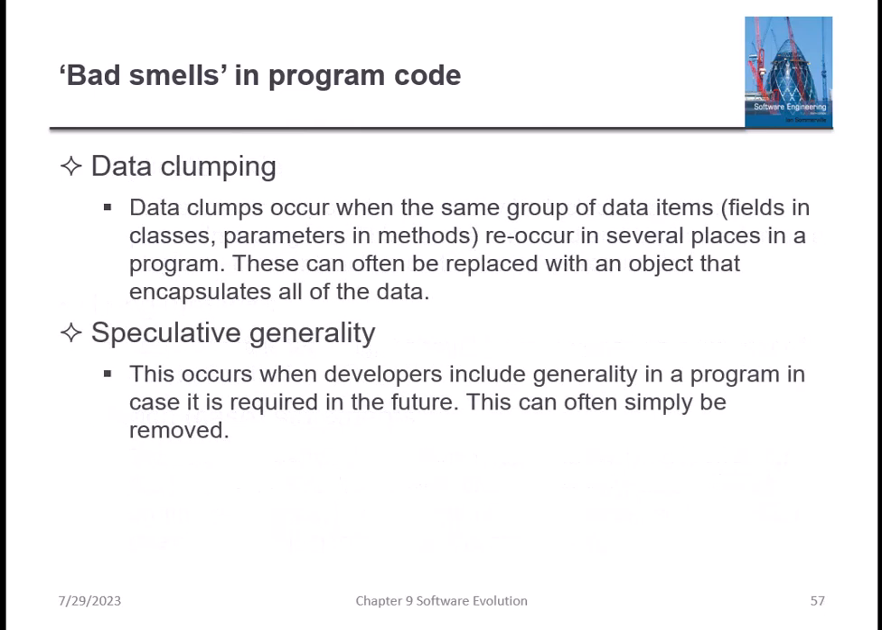Data clumping. Data clumps occur when the same group of data items, such as classes, parameters, and methods, reoccur in several places in a program. These can often be replaced with an object that encapsulates all of the data. Speculative generality occurs when developers include generality in the program in case it is required in the future.